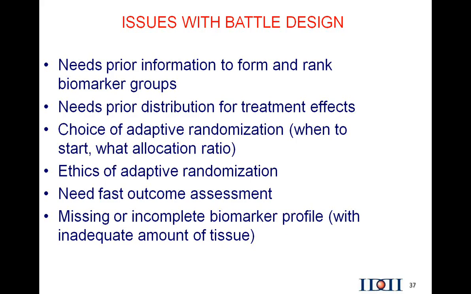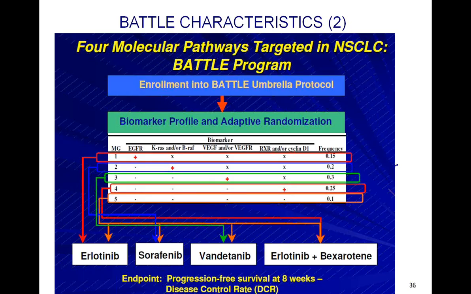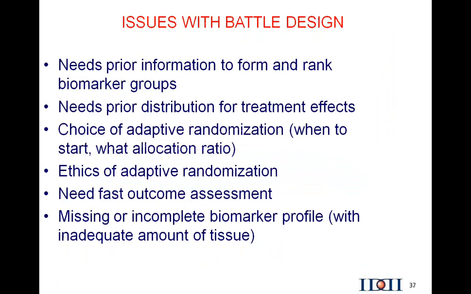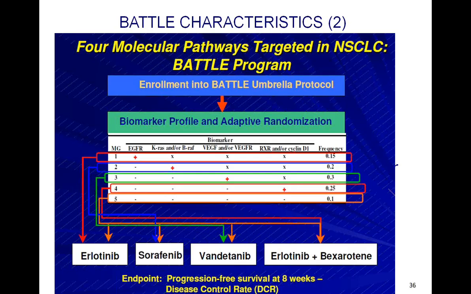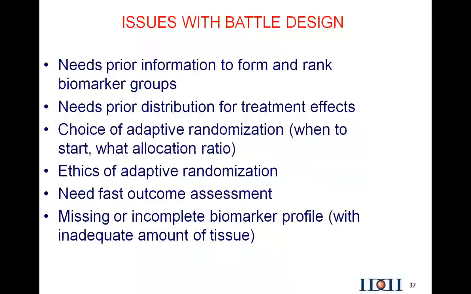Now there are some issues with this design, very attractive as it may seem, and the issues are listed here. First of all, we need to have some prior information to form and rank the biomarker groups. In other words, we must have some idea, at least preliminary ideas, about these biomarkers. We must know something about these biomarkers to be able to integrate them in this design. The second thing we need before this trial starts is a prior distribution for the treatment effects. And again, these treatments were known, at least to some extent, and therefore the authors of this trial had some idea about the treatment effect in the various biomarker subgroups.